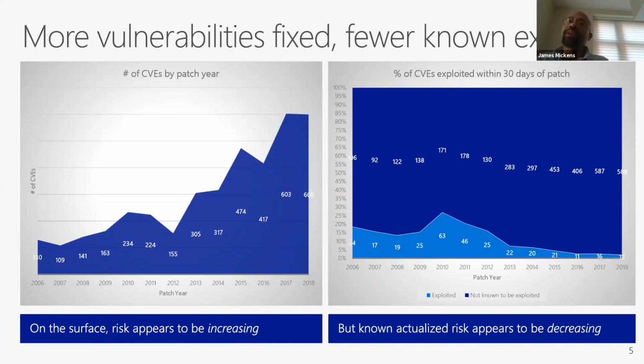One thing that he says is that there are more vulnerabilities fixed and fewer known exploits. So this is very interesting. On the left, he shows a graph of the number of CVEs by year, and that number is going up. So at first glance, the risk appears to be increasing. But if we look on the right, at the percentage of the CVEs that are actually exploited within 30 days of the patch, that seems to be going down. So intuitively speaking, we have a little bit of evidence to suggest that even though we're finding more and more vulnerabilities, people don't seem to be exploiting each one of these CVEs as much as we might think. And that indicates that maybe these defense mechanisms are actually helping a lot.